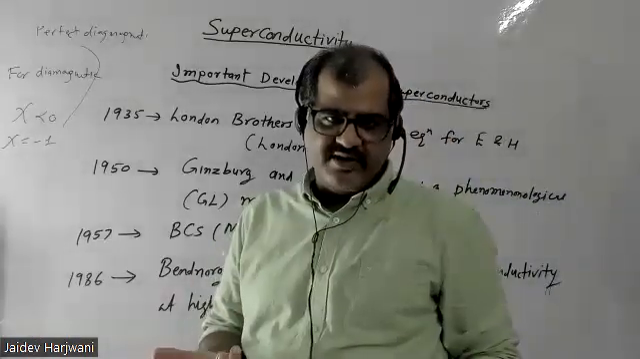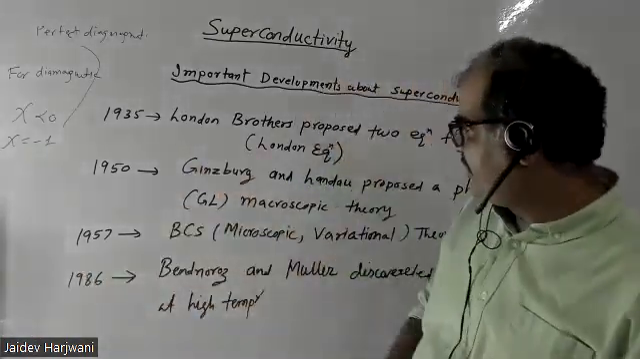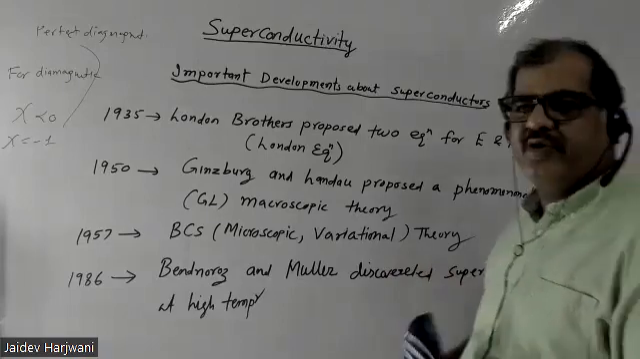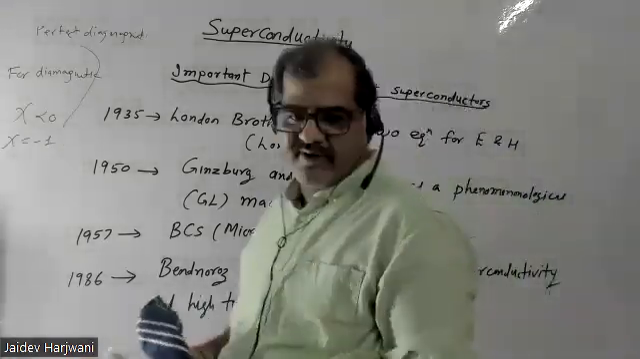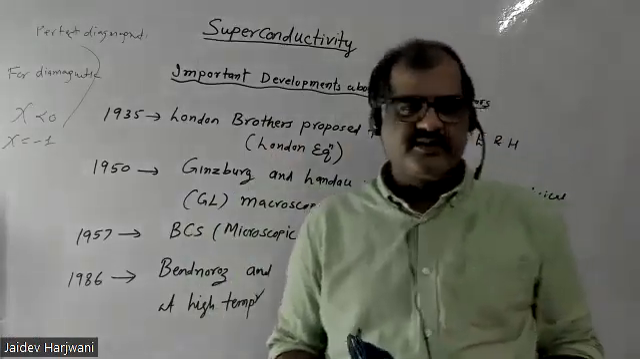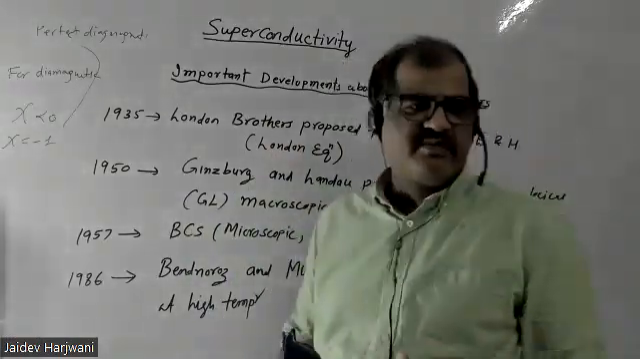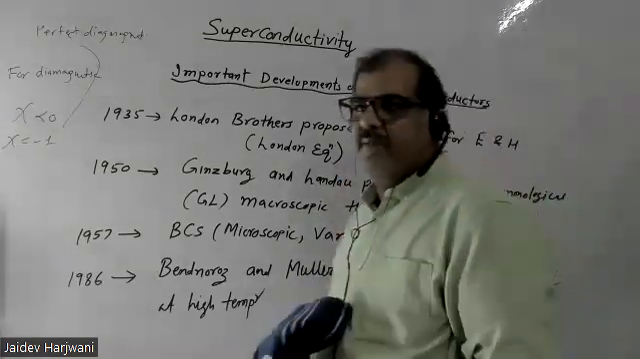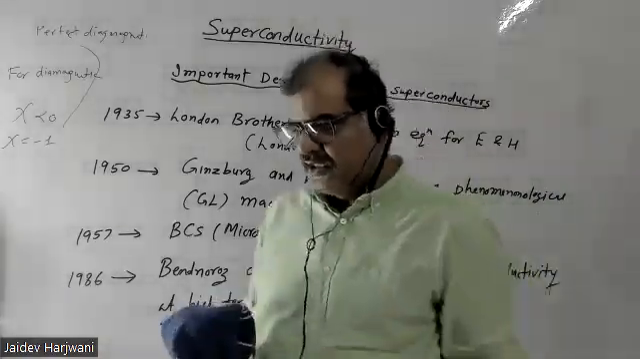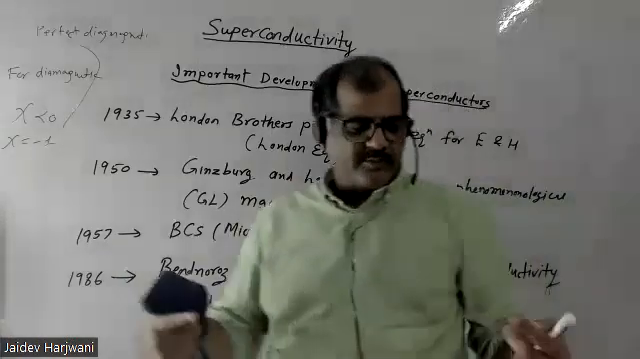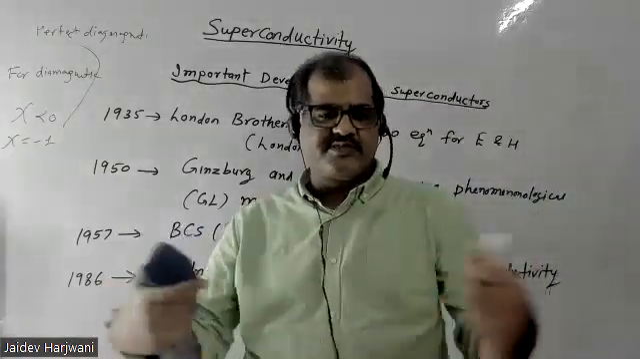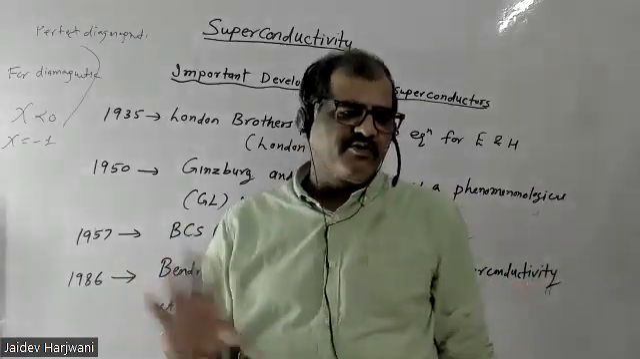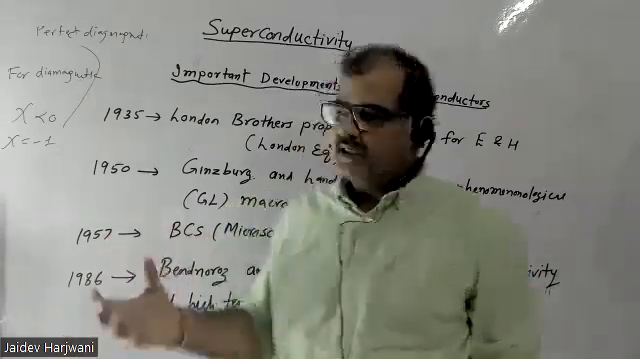and the Meissner effect. After the London brothers, in 1950, Ginzburg and Landau proposed a theory based on second order phase transition. This theory is able to explain the difference between type 1 and type 2 superconductors. Both these theories are macroscopic theories. Macroscopic theories are like Ohm's law: you apply an external voltage, measure the current and know the resistance, but you don't know what is happening inside. Both theories are macroscopic theories.